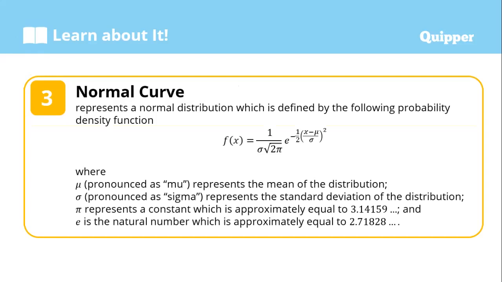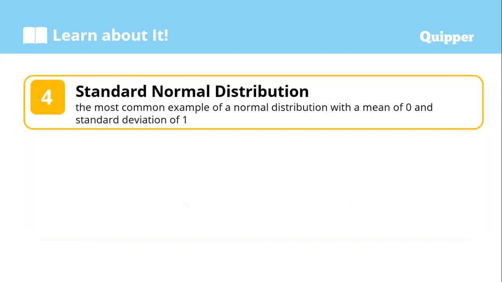Where mu represents the mean of the distribution, sigma represents the standard deviation, pi represents the constant approximately equal to 3.1415, and e is the natural number, or Euler's number, approximately equal to 2.71828. So that is the representation. Next, the standard normal distribution.